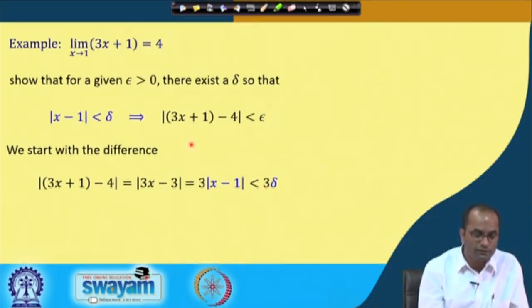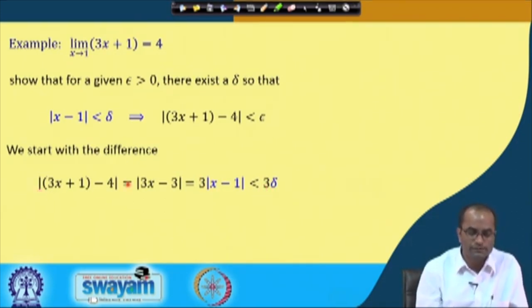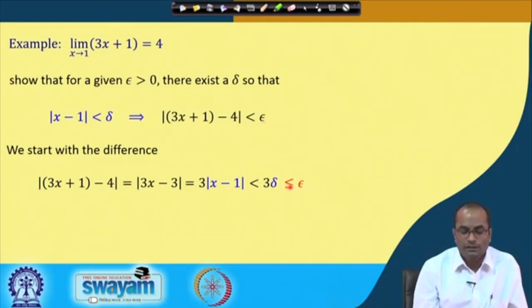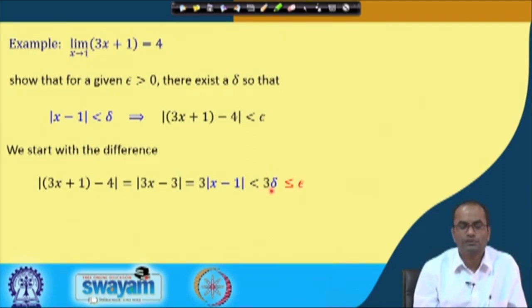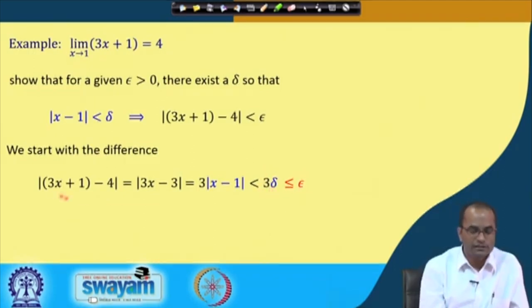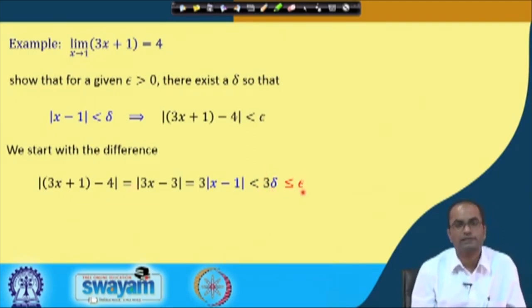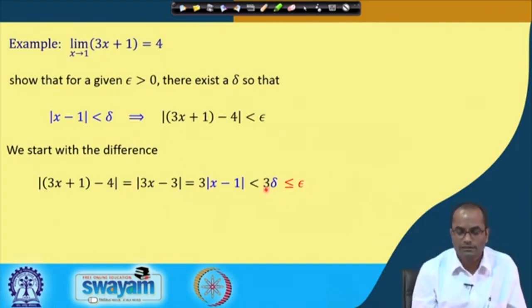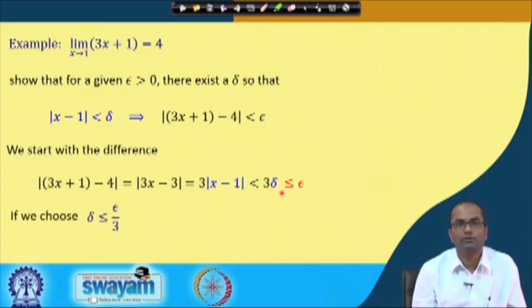And what is our aim now? To make this difference smaller than the given epsilon. So, if we set this less than or equal to epsilon, we get a relation between delta and epsilon. For a given epsilon, we can now choose the delta such that this difference will become less than epsilon. So, what is the relation? The relation is 3 delta less than or equal to epsilon.